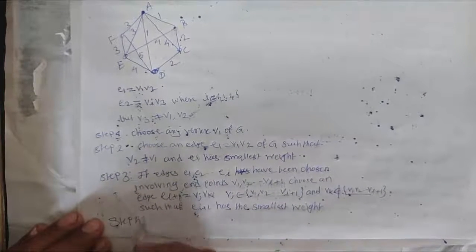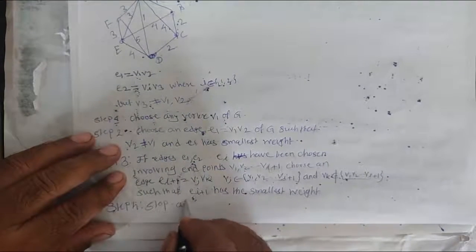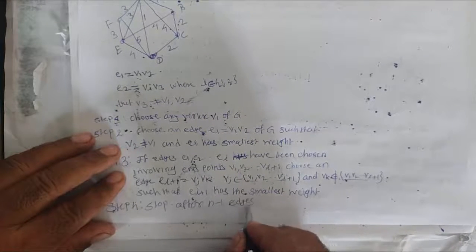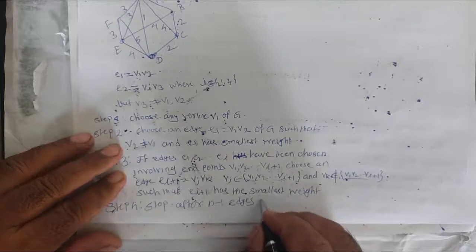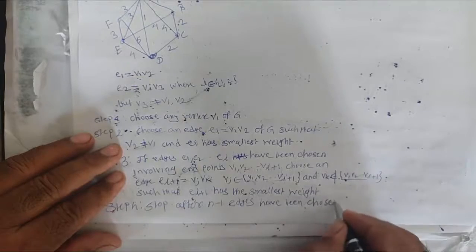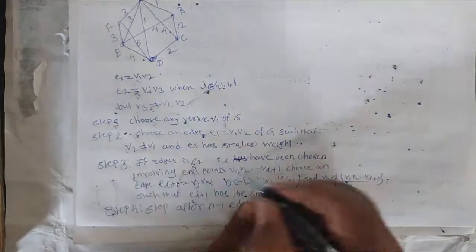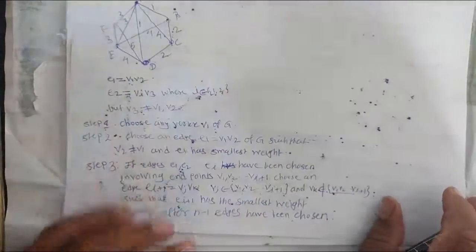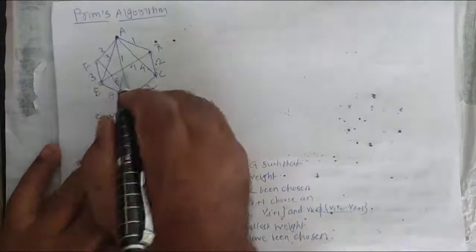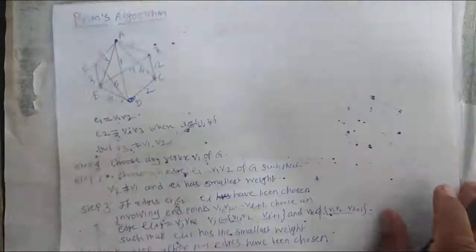And step 4: stop after n minus 1 edges have been chosen. Otherwise, repeat this step. Using Prim's algorithm, we can find the minimum weighted spanning tree.